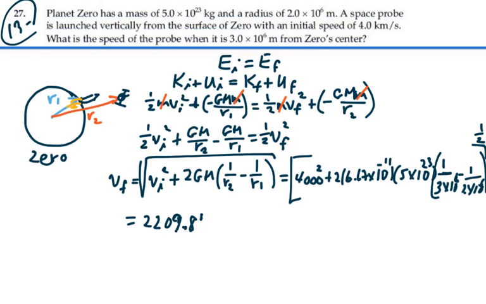And that is equal to 2,209.8 meters per second. So that's our final velocity in meters per second, 2,209.8, or 2.2 kilometers per second. We started with a launch velocity of 4 kilometers per second, and now we're down to 2.21 kilometers per second at this new radius.